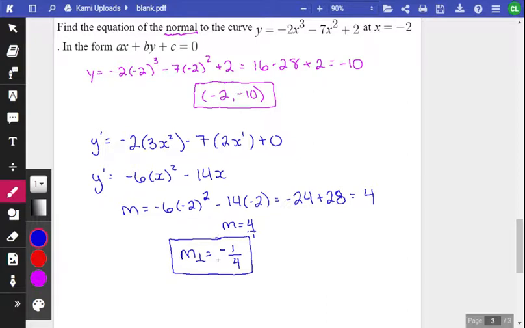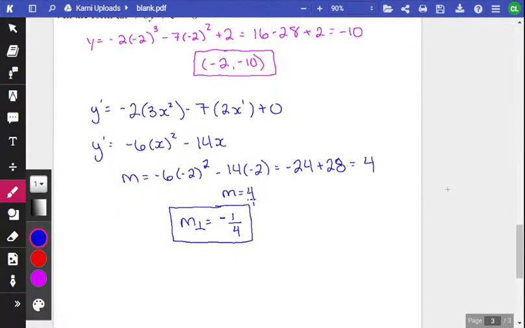So that is what we're going to use in order to create our equation. So now I have a point and the perpendicular slope. We're going to put it in that point slope form. So we're going to have y minus the y value, because it's negative, a negative and a negative make a positive, equals my perpendicular slope, negative 1/4, and then x, again, minus a negative, we can change to a positive. So this is an equation to the normal.